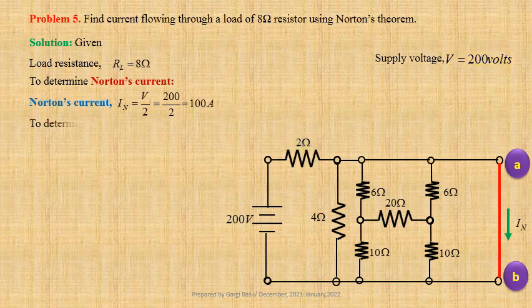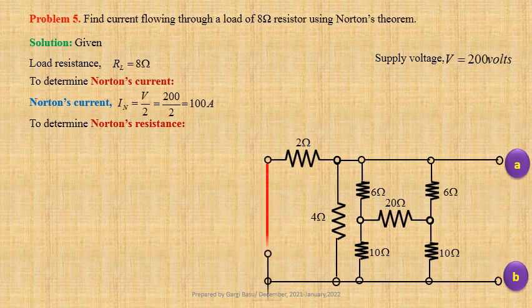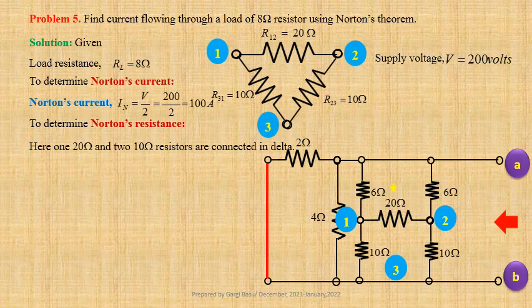Let us now determine Norton's resistance. For this purpose, we shall remove the shorted path and deactivate the battery of 200 volts. Now, the equivalent resistance obtained between terminals A and B gives us Norton's resistance. In this network, one 20 ohm and two 10 ohm resistors connected to nodes 1, 2 and 3 form a delta. We shall convert this delta into its equivalent star.